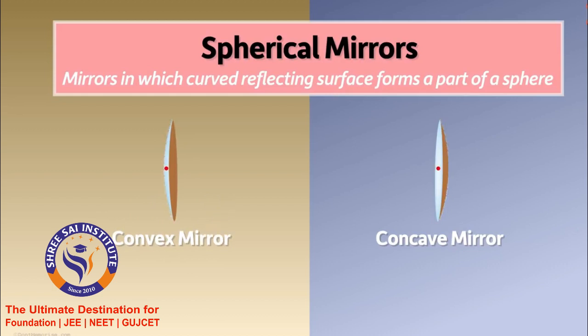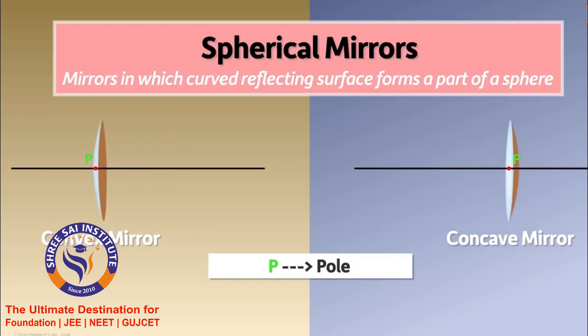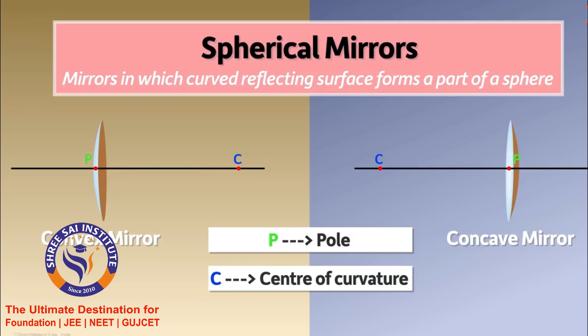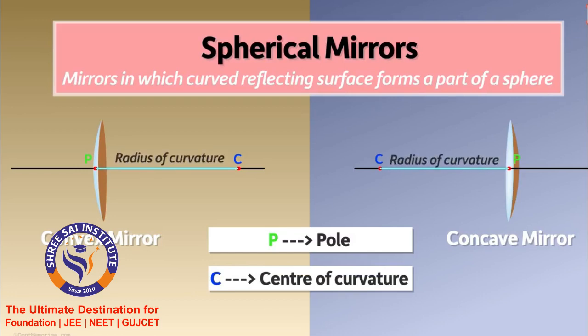The center of the reflecting surface is called the pole. The center of a sphere of which they form a part is called the center of curvature. And the radius of that sphere is called the radius of curvature. CP here is the radius of curvature. Note that for a concave mirror, the center of curvature lies at the front of the reflecting surface, whereas for a convex mirror, it lies at the back of the reflecting surface.